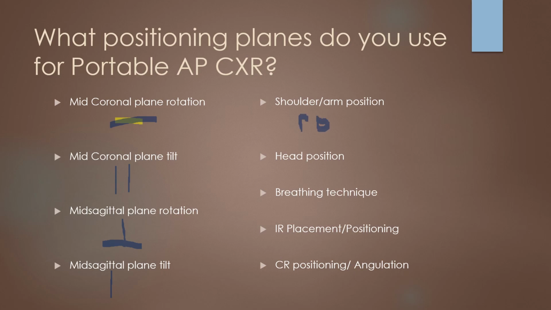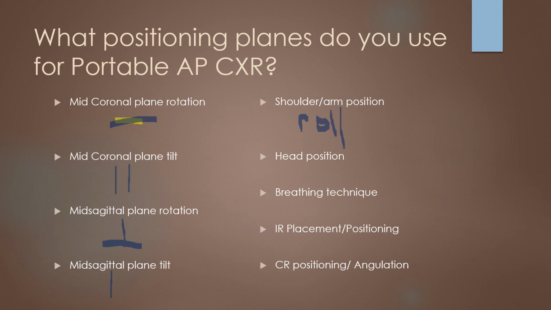Head position is especially important on these portable chest x-rays because many chest x-rays have been taken with a chin right in the middle of the upper thorax. So we need to make sure that that head is elevated and keep the chin out of the region of the IR. And then we're going to do typical breathing technique. We'll have them take suspended inspiration on their second breath.